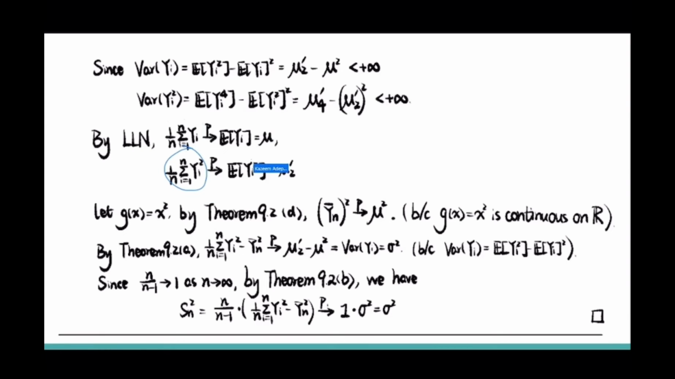The same thing is also applicable if I want to figure out the expected value of y squared. So 1 over n summation y squared also converges to that. That is the reason why, if I want to figure out the expected value of y squared, which is the second moment from the data set, I'm going to do summation y squared divided by n, which is going to be the second moment.